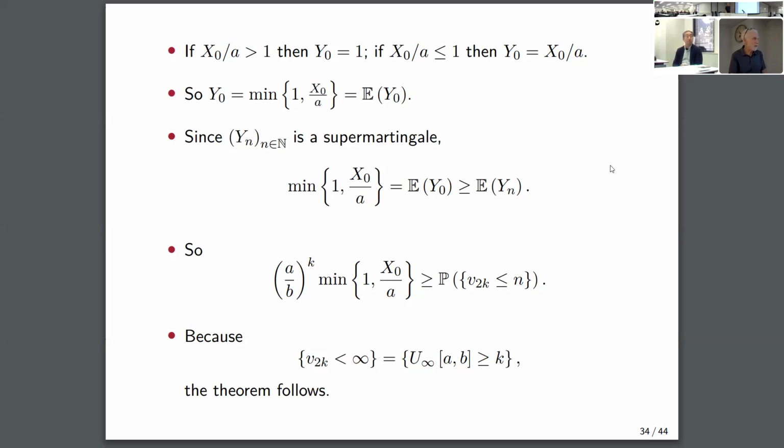So the claim is then that, fix a, we already fixed a k, look at time n. What's the probability that there have been no more than 2k up crossings by time n? Well, it's at least this a over b to the k times the min of 1 and x naught over a.